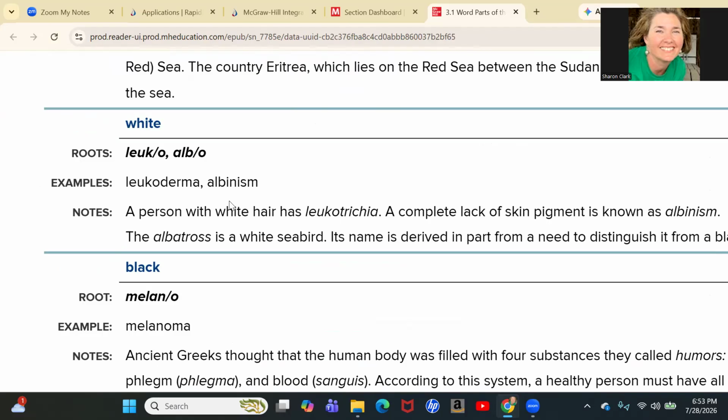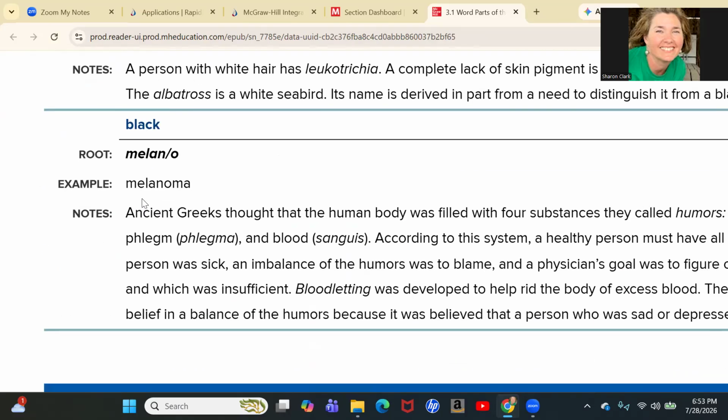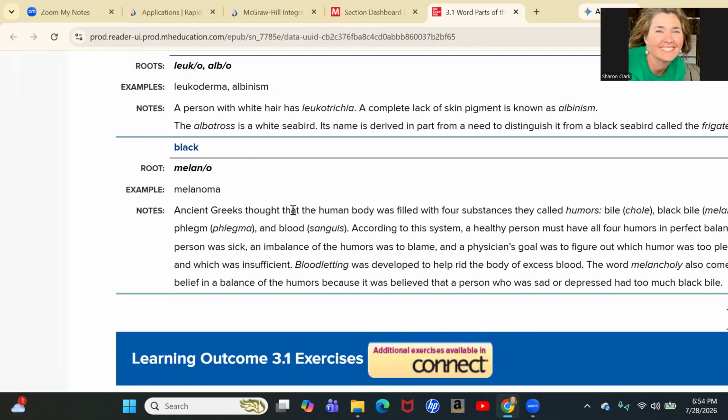This is the lack of, or albinism, excuse me, is the lack of that melanin pigment within that epidermal layer. And then here we talked about melano, meaning black.